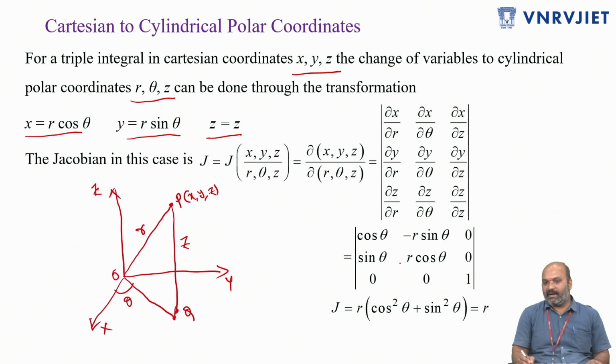Now this is a 3 by 3 determinant. I'm not going into the details of evaluating it. We get 1 into the minor, removing this row and column: cos theta into r cos theta, that is r cos square theta, minus sin theta into minus r sin theta, that is plus r sin square theta. Taking r common, cos square theta plus sin square theta is 1. So the Jacobian is r.